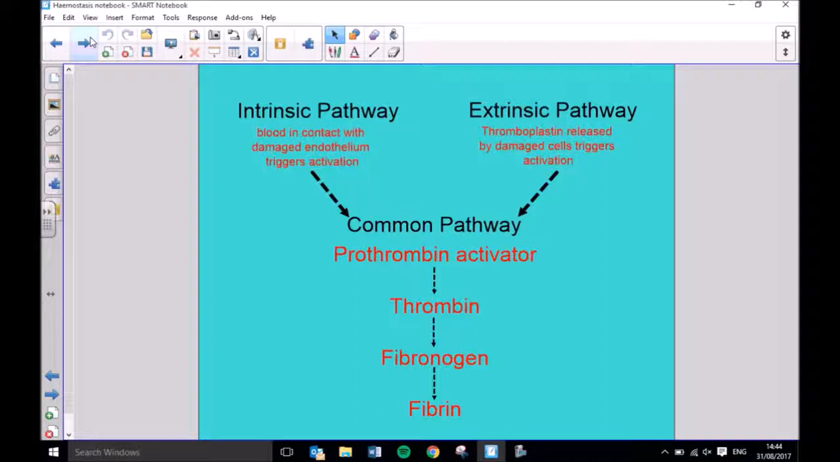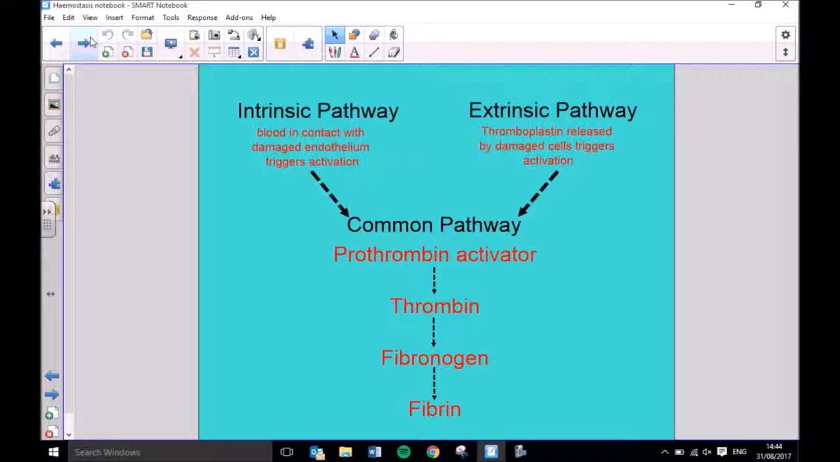So the intrinsic pathway, this happens when you've got damage to the endothelial lining, but it's not a big breach in the vessel wall. So it's not a major issue. There's a little bit of blood leakage, but you're not getting a lot of bleeding. And it's a slow-ish process, okay? We're talking about a matter of minutes before you get to the end of this pathway.